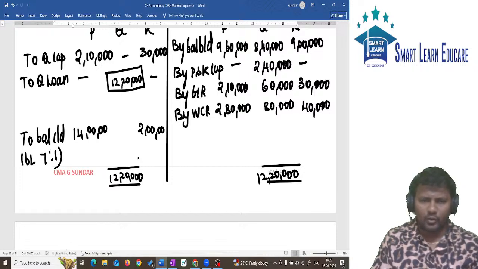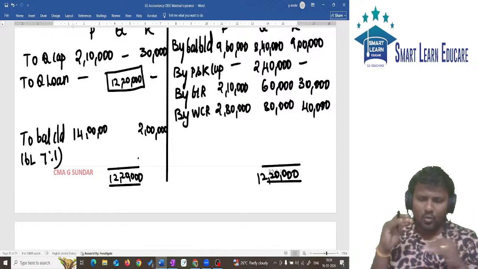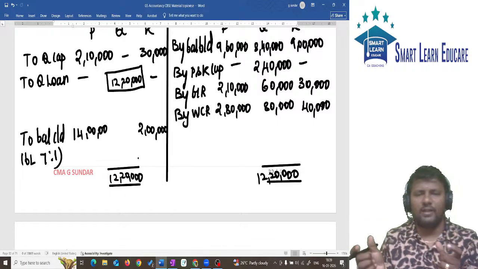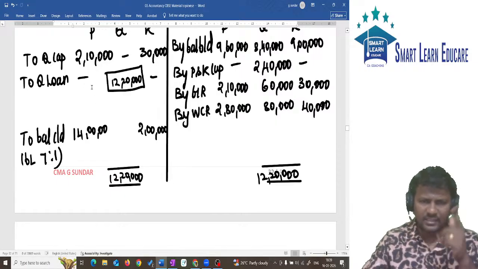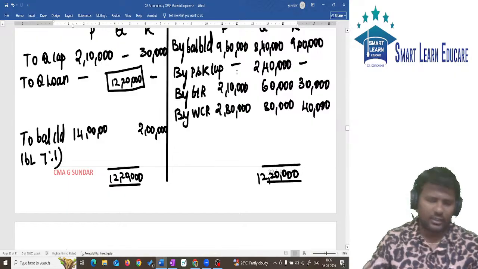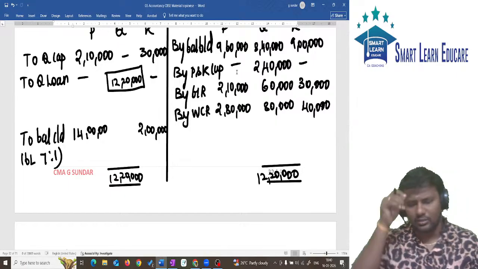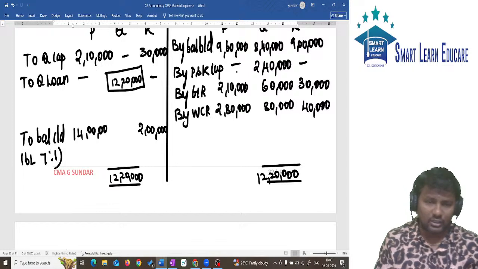Now we posted all the numbers. This balance is also fixed. Whatever balancing figure we are getting, that balancing figure should be transferred to the current account of the partner. Meaning for partner P, the debit side total is 16 lakh 10, the credit side total is 9,60,000 plus 2,10,000 plus 2,08,000. Credit side total is 14 lakhs and 50,000. So which side total is more? Debit side total is more.